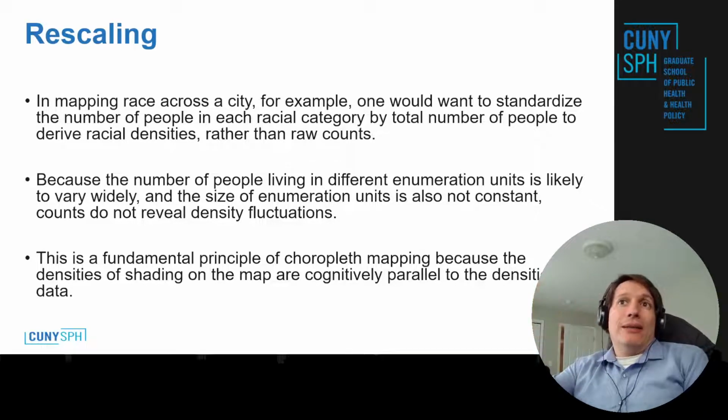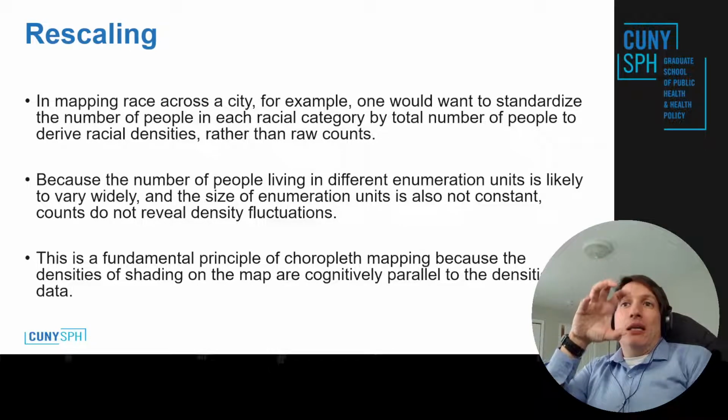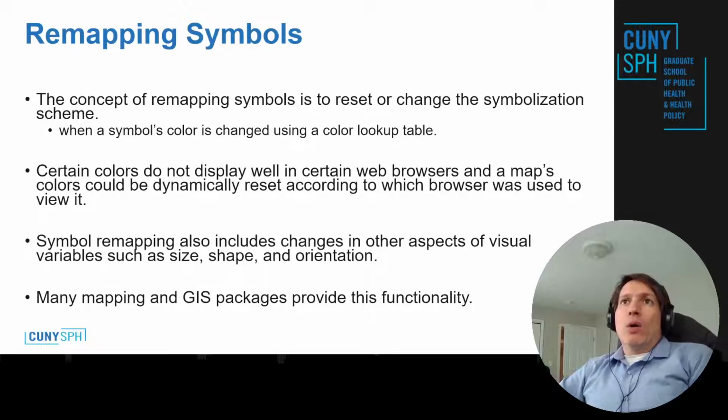You are changing the scale. Now you are not using counts, but you're using a normalization of data. You are accounting for those fluctuations. And this is really, really important, for example, in some representations that we are going to be exploring, such as choropleth mapping, because the shading, the intensity of the color, is usually going to be directly proportional to the density of the data.